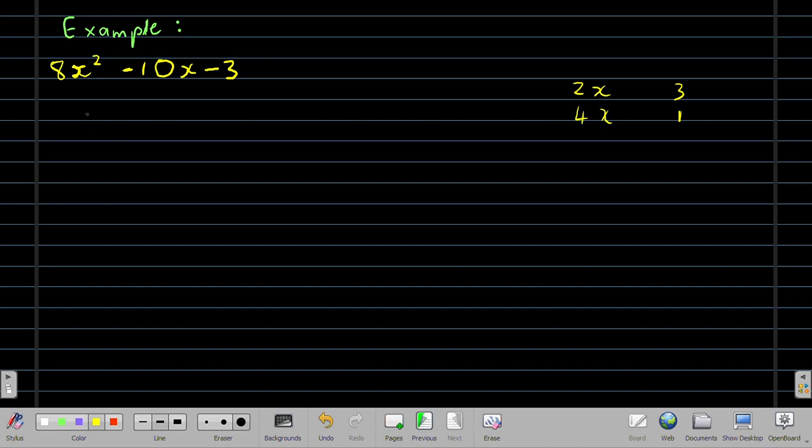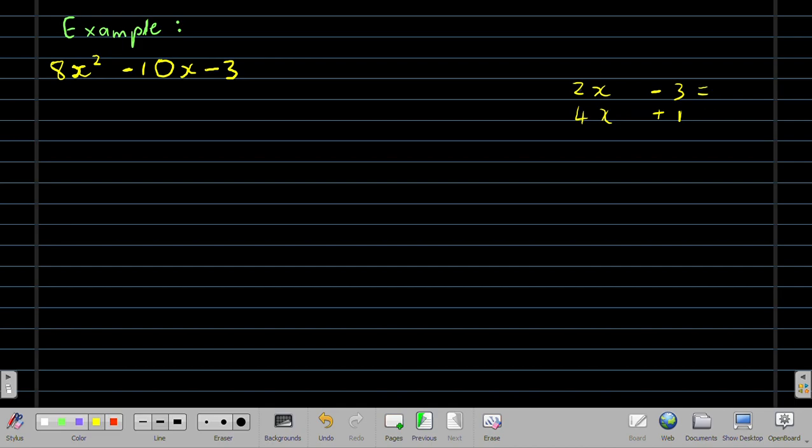Now we have to choose those signs. If we have a negative, it means that we're going to have to have a plus and a minus, and we make sure that the minus one has a much larger value than the smaller one. So the negative one has to be the larger one, so that when we add them together, our answer will be a negative. So in this case, we're going to choose minus 3 as the negative one and positive 1.